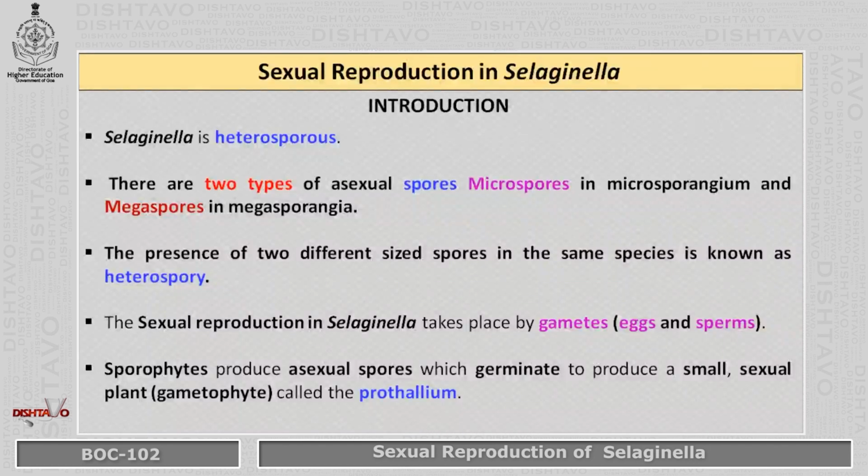Introduction. Selaginella is heterosporous. There are two types of asexual spores, microspores in microsporangia and megaspores in megasporangia. The presence of two different sized spores in the same species is known as heterospory. The sexual reproduction in Selaginella takes place by gametes, eggs and sperms. Sporophytes produce asexual spores which germinate to produce a small sexual plant, that is the gametophyte, called the prothallus.